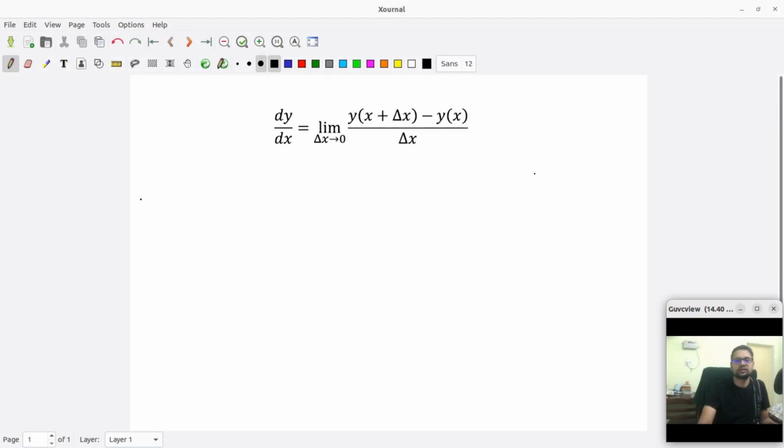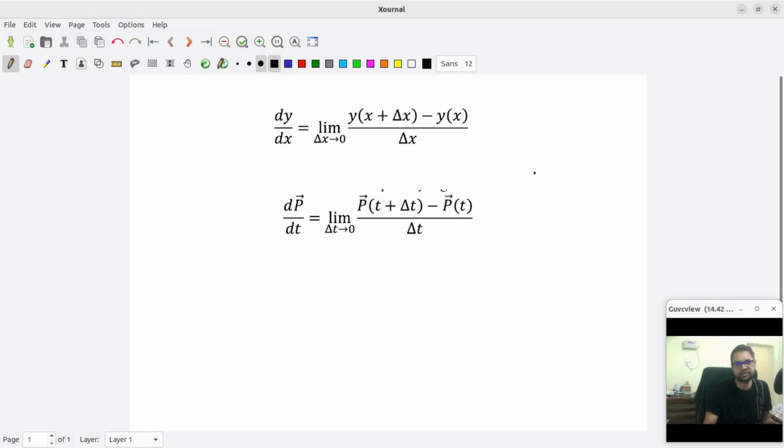Let us look at differentiation of a vector. In case of scalar, the traditional equation is dy by dx is the limit as delta x tends to 0 of y(x plus delta x) minus y(x) divided by delta x. This is our traditional equation. Similarly, for differentiation of a vector, instead of y, you have your P vector.